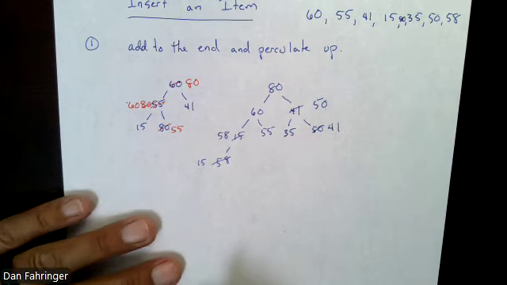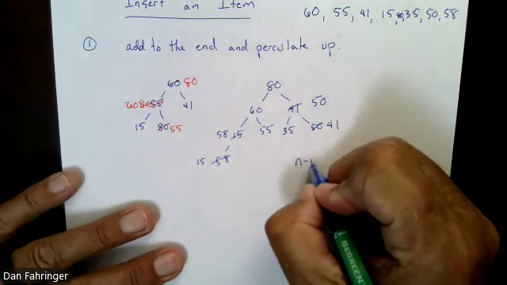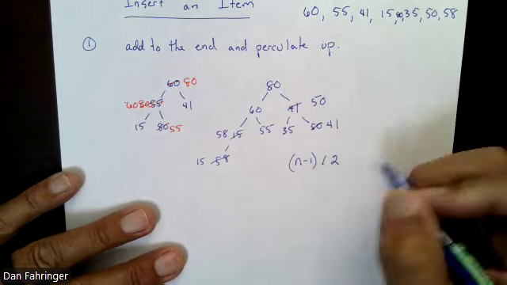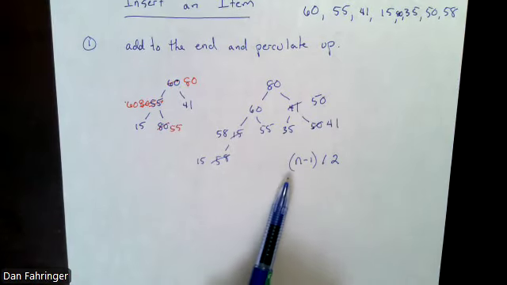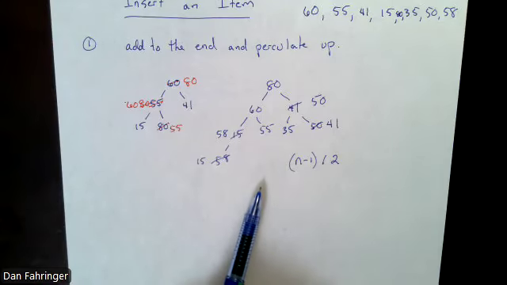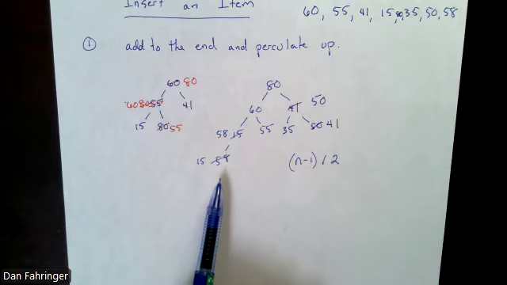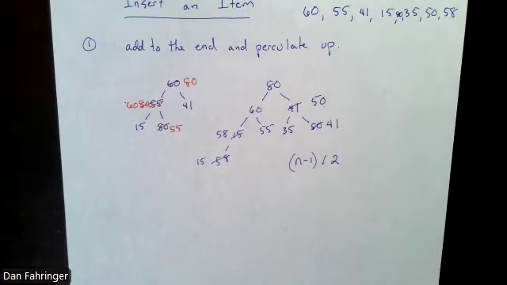So this percolating up, again, I'm going to be checking n-1 integer division 2. And if I need to swap them, I swap them. Oh, that makes kind of sense. So if I'm looking at the array, I just jump to the n-1 integer division 2 location and see if they need swapped. And then I check it with the n-1 integer division 2 location, and so forth and so forth. That doesn't seem too bad, does it?